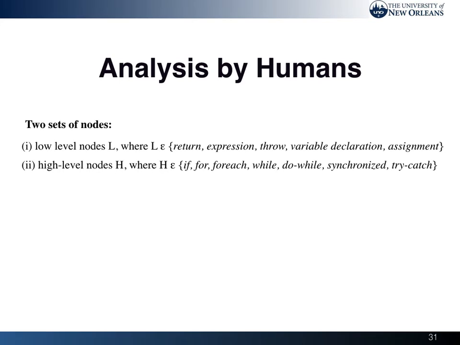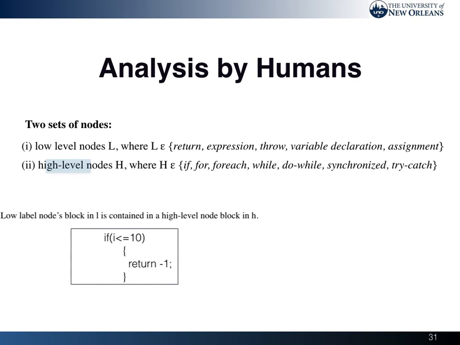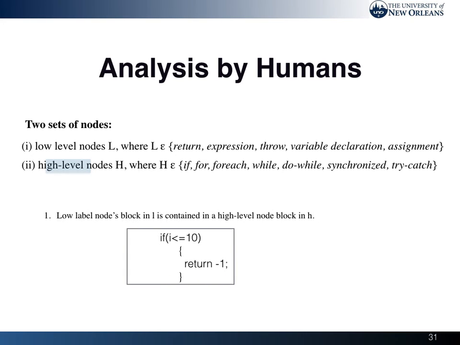For manual analysis, we divide the source code nodes into two sets. The first one is low-level nodes, and the second one is high-level nodes. Each author aims to identify if a low-level node in L is contained in a high-level node from H. For example, here we see a low-level node, return, is located inside an if block. Then the authors label the hierarchy as return block inside an if block.